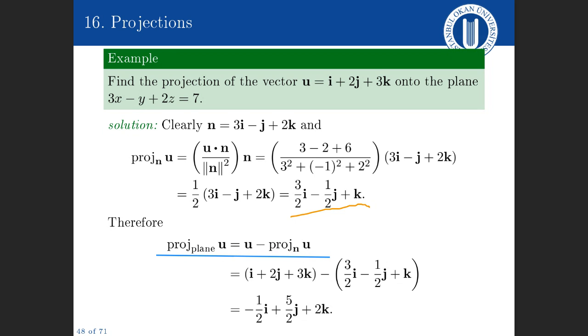I'll leave it for you to check that the projection of u onto a plane, that's u minus the projection of u onto n, is minus half i plus 5 over 2 j plus 2k.